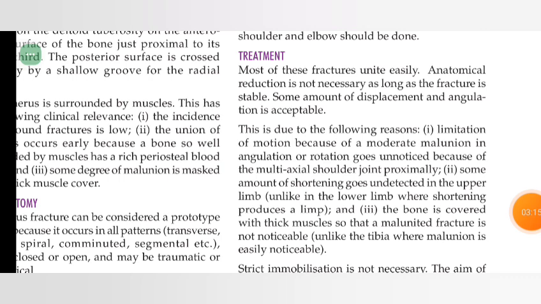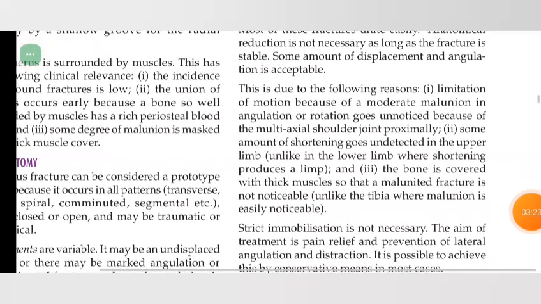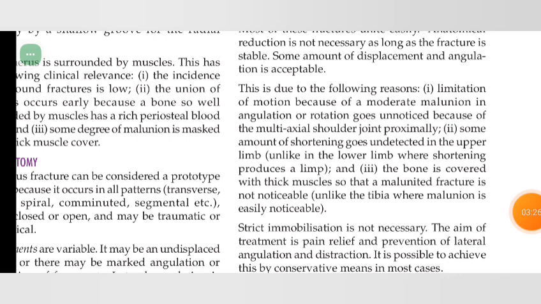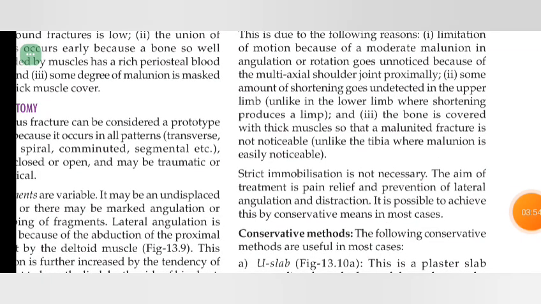Anatomical reduction is not necessary as long as the fracture is stable. Some amount of displacement and angulation is acceptable. This is due to the following reasons: limitation of motion because of a moderate malunion in angulation or rotation goes unnoticed because of the multi-axial shoulder joint proximally. Some amount of shortening goes undetected in the upper limb, unlike in the lower limb where shortening produces a limp, and the bone is covered with thick muscle so that the malunited fracture is not noticeable.